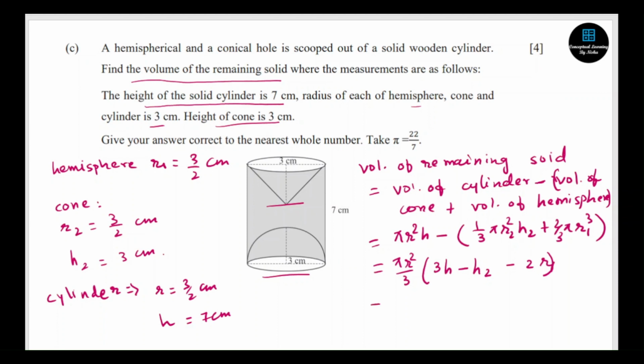Alright, and now we can substitute the value, so I can easily do the calculation now and I can find my final answer, which is nothing but 113 centimeter cube, right? So this is the remaining volume of the solid. Alright, so write your final answer properly.